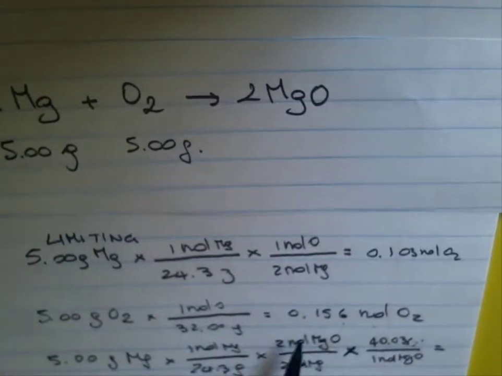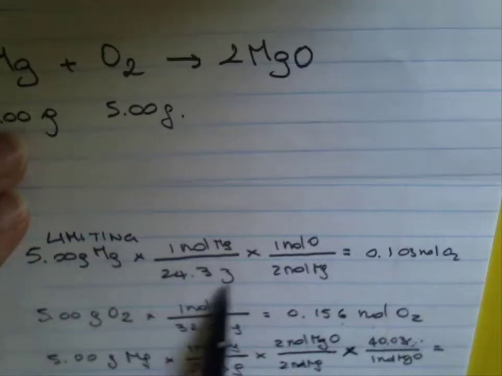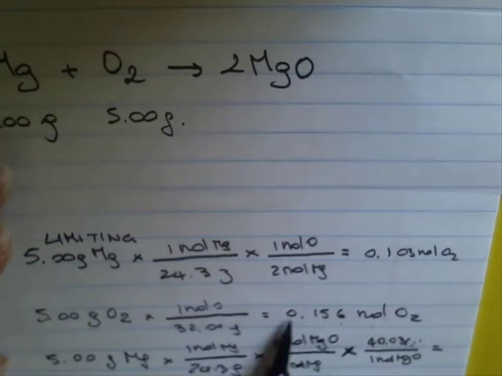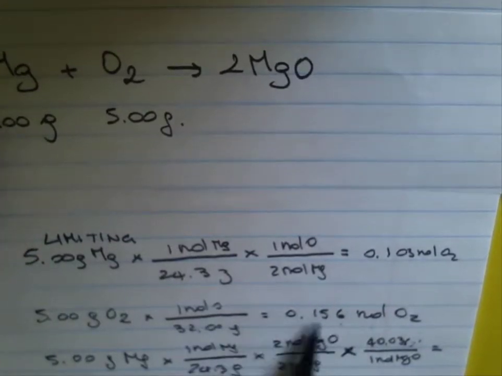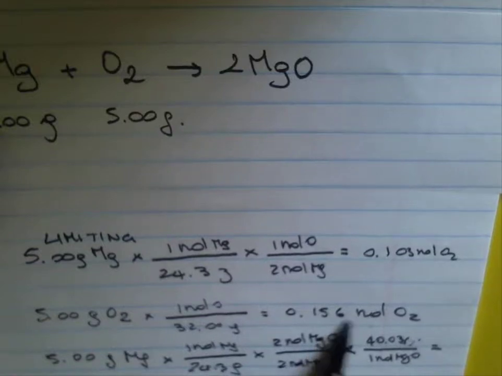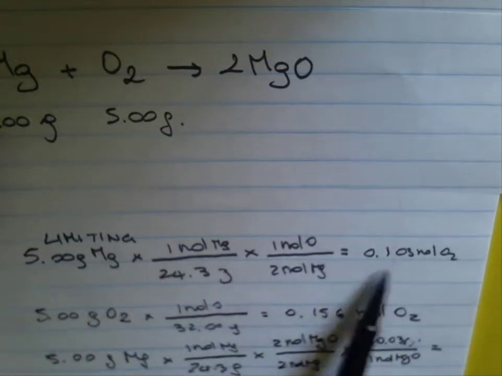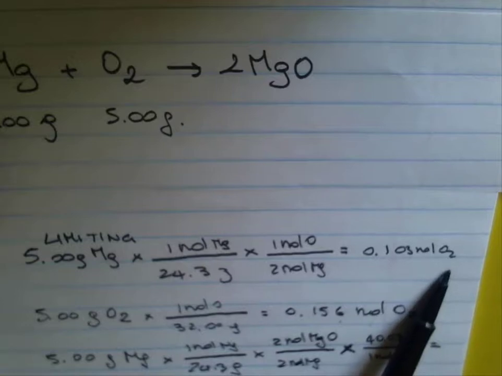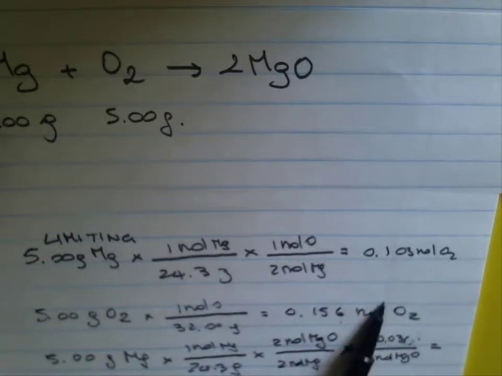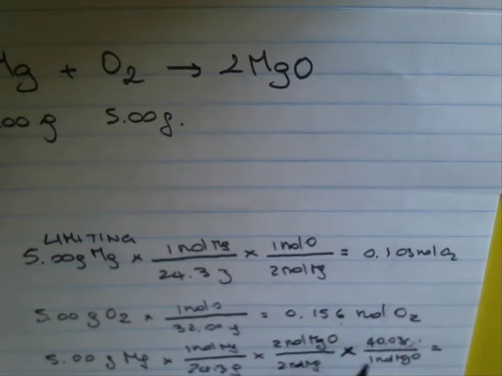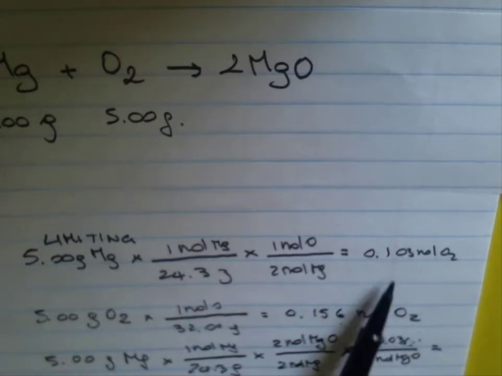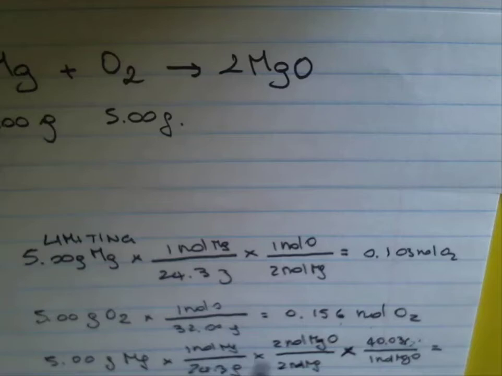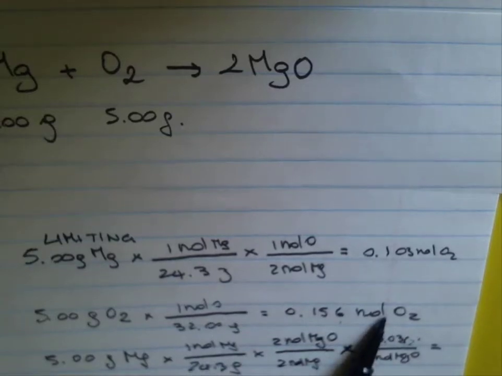The amount of oxygen left over can be calculated simply as the difference between what I have. So I have 0.156 moles of O2, subtract the 0.103 moles of O2, and that can be converted into a mass by simply multiplying by the 32, which is the molar mass of oxygen. And that will give me the amount of oxygen I have left over in grams.